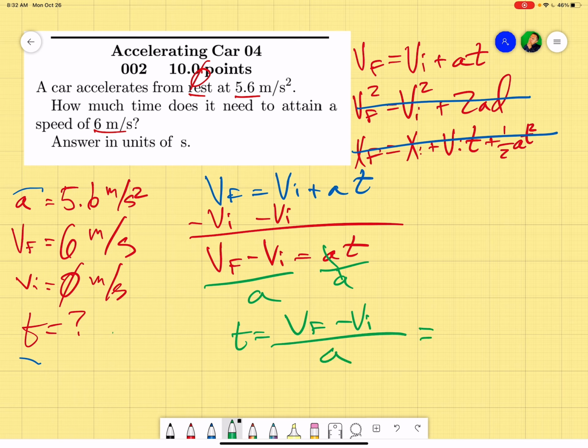Plug in numbers. Vf is 6, Vi is 0, and a is 5.6. So basically, it's just 6 divided by 5.6, and that'll get your answer.